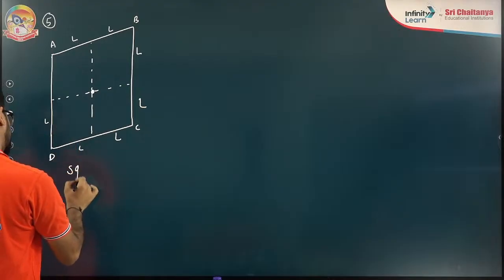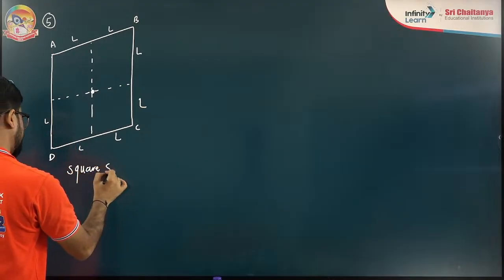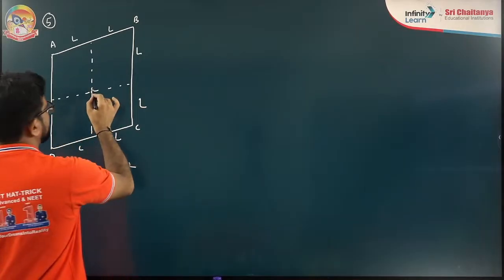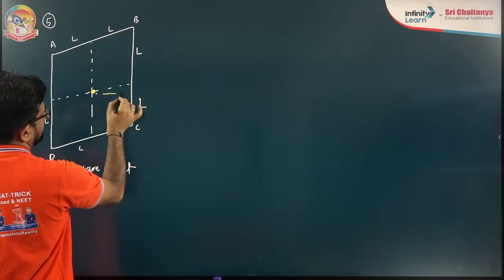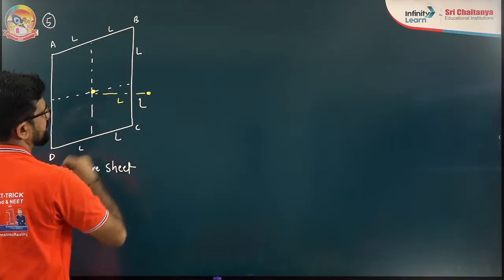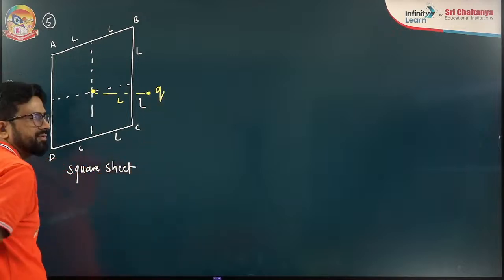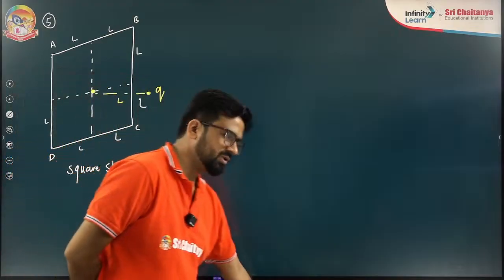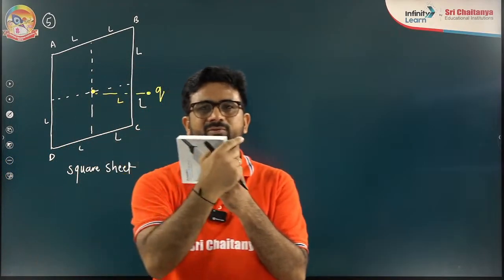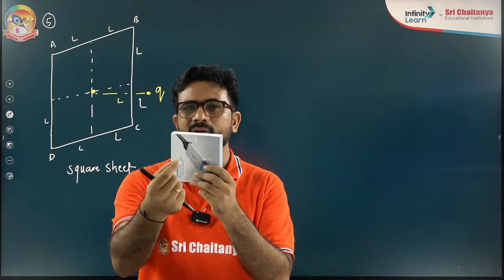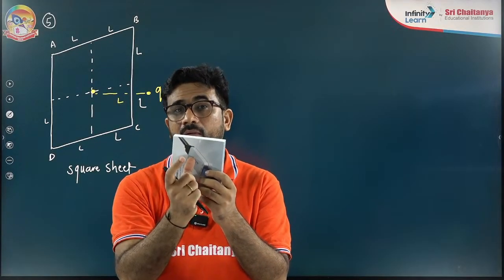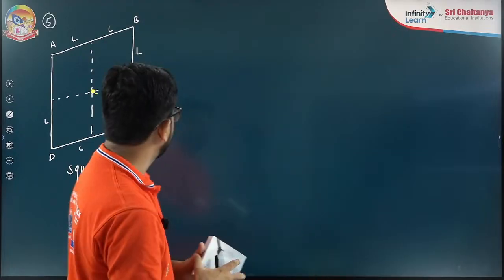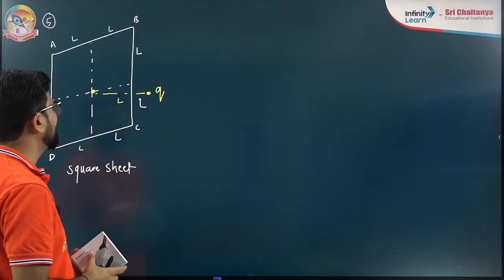It is a square sheet. I am telling you, it is a square sheet. No confusion should be there. And at a perpendicular distance of L from this center, one charge Q is placed, perpendicular to this plane. This side length is 2L, this is also 2L. So at a distance of L, a charge is placed here.